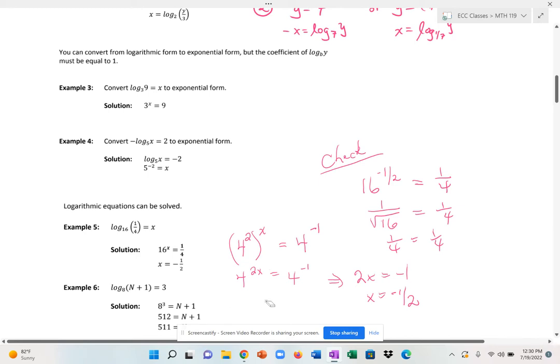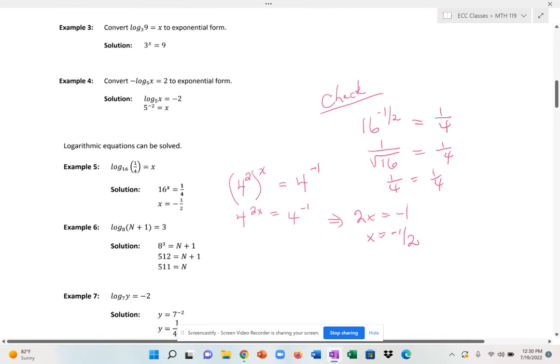Example 6. I have log base 8 of n plus 1 equals 3. We need to solve for n. So again, I'm rewriting it as an exponential equation. So I have 8 to the third equals n plus 1. 8 to the third is 512. And then to solve this equation, we subtract 1 from both sides. So your n is equal to 511.